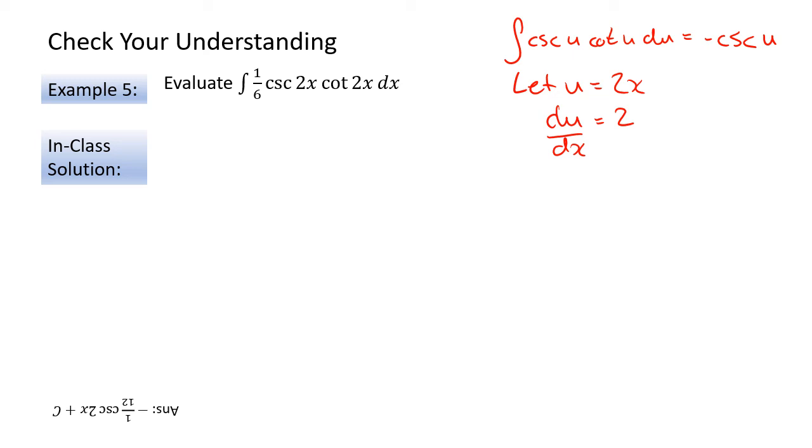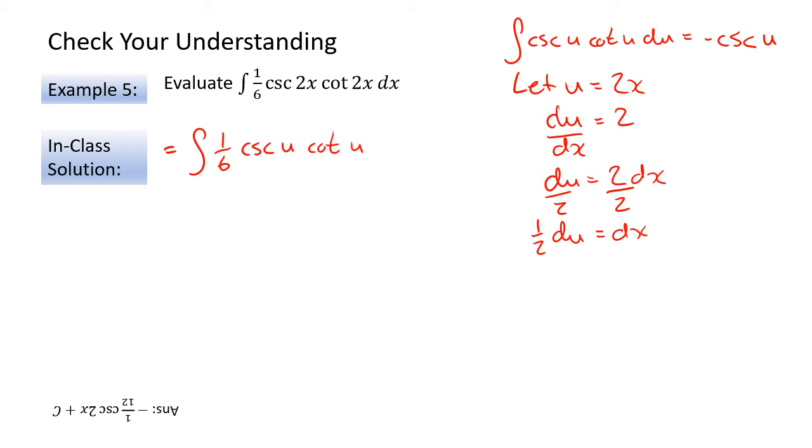So solving for that, we get du is equal to 2 dx. Again, we don't have a 2 here, so to substitute in for dx, we divide both sides by 2, and we get 1/2 du is equal to dx. So we have a function for u, and we have a dx. Substituting these in, we end up with the integral of 1 over 6 cosecant of the function u, cotangent of the function u, times 1/2 du.